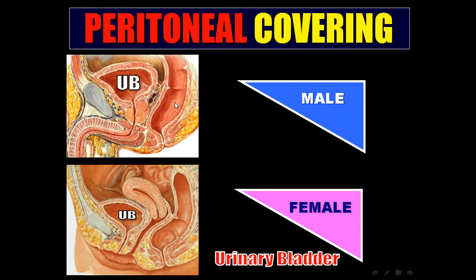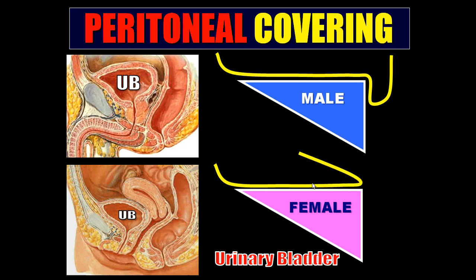Regarding the peritoneal covering of the urinary bladder in the male and in the female. In the male, the upper surface and the upper part of the base of the urinary bladder are covered. This upper part of the base is separated from the rectum by the rectovesical pouch. In the female, it is covered only on the upper surface, and it is separated from the uterus by the uterovesical pouch. So peritoneal covering in the male: upper surface and upper part of the base. In the female: upper surface only.